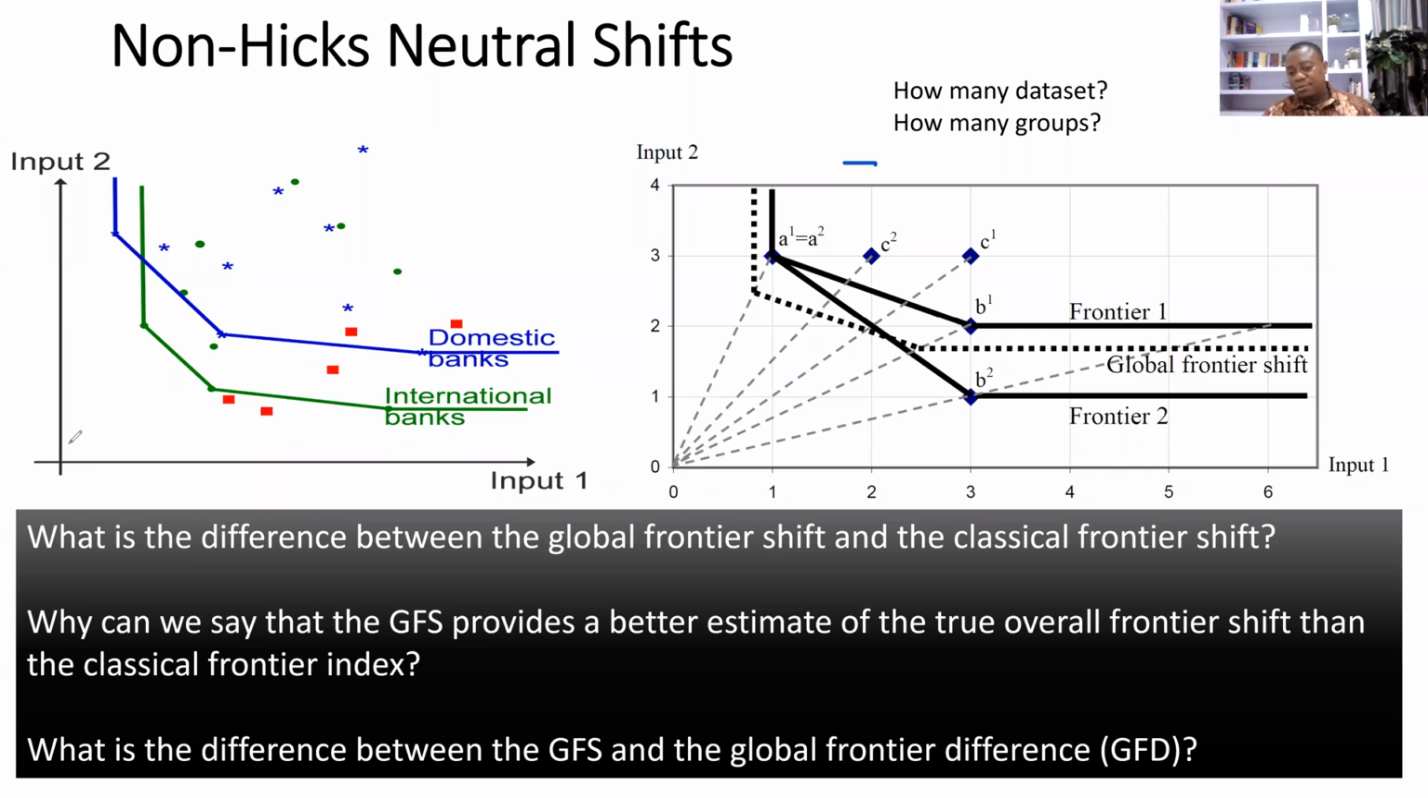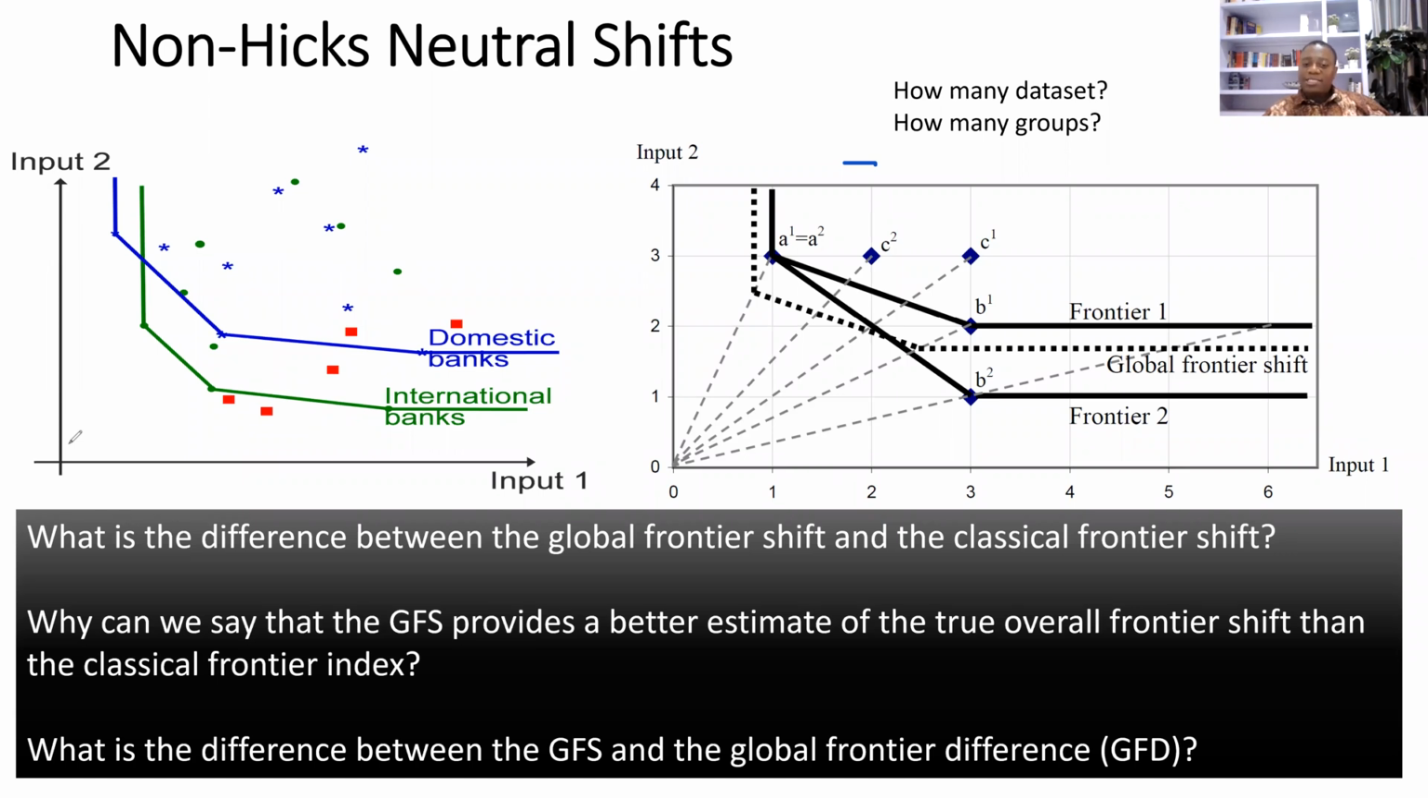So the global frontier shift looks at the shifts of the industry, for all the DMUs. The Malmquist frontier shift takes into consideration the individual DMUs.